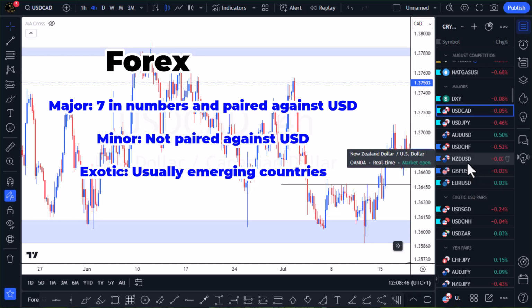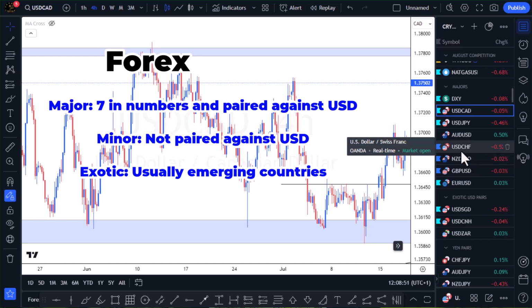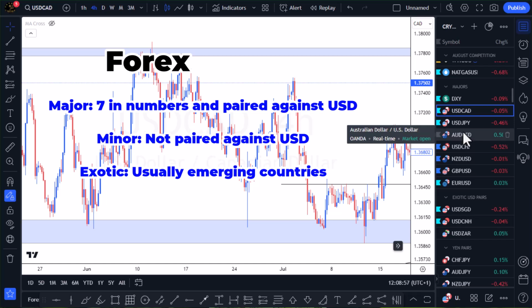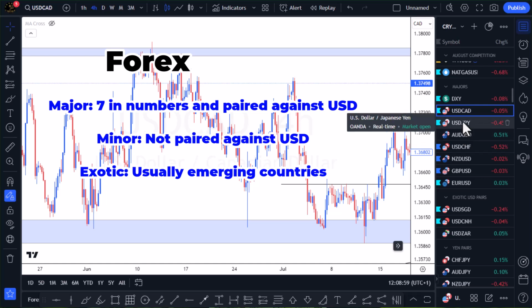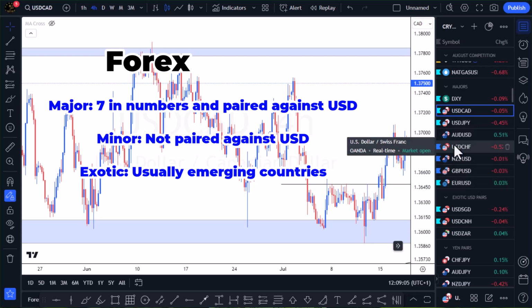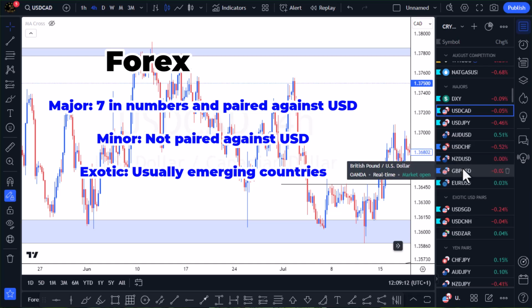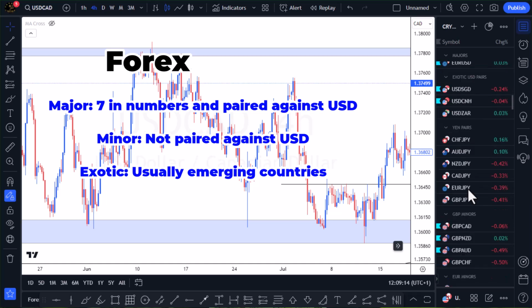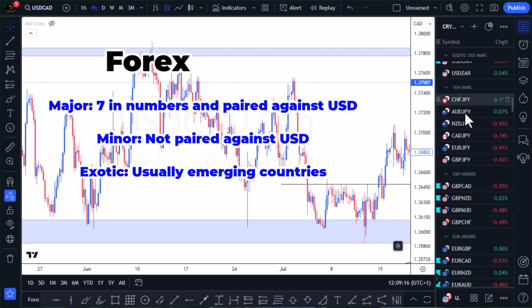We have New Zealand paired against USD. We have the USD paired against Swiss. We have the Australian dollar paired against USD. We have the USD paired against JPY. And we have the USD paired against the Canadian dollar. So 1, 2, 3, 4, 5, 6, 7 are what? Major currency pairs. Right, and we have other ones which are minor currency pairs, such as the yen pairs here.